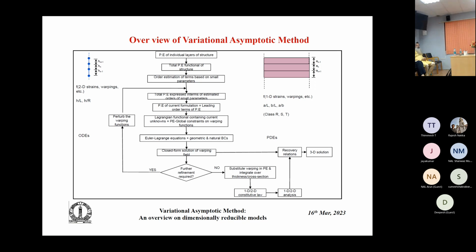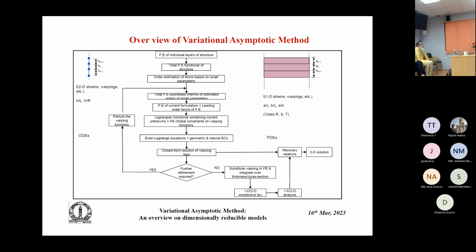Once the order estimation has been done by identifying the small parameters, the total potential energy of the system has to be expressed in terms of these estimated orders. Once we substitute these orders by using a bookkeeping parameter, the total potential energy will be divided into different magnitudes of potential energy. For the first approximation, we take the first leading order terms, and that approximation is named the zeroth order approximation.